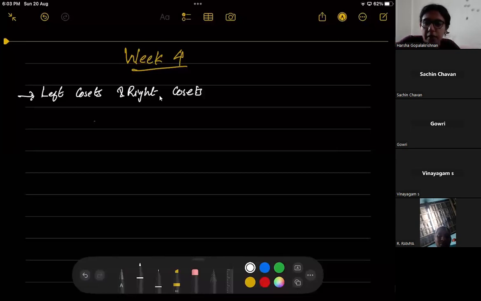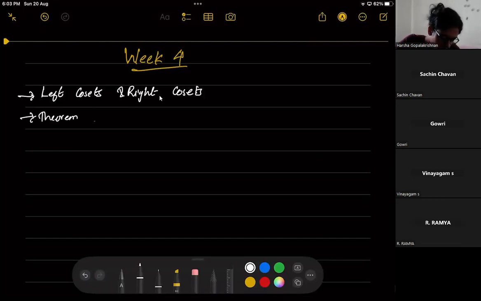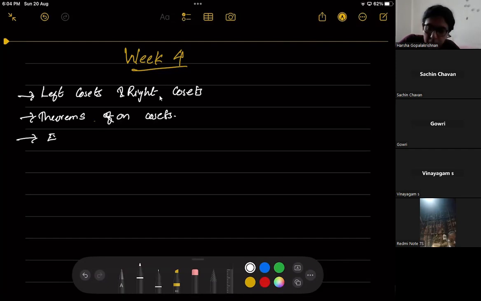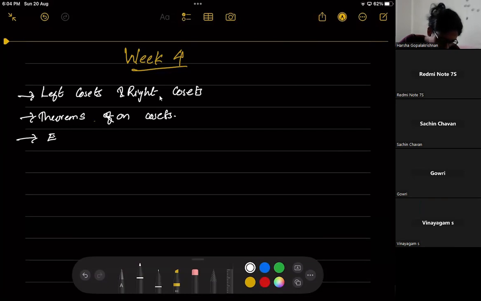So we have learned some theorems on cosets. I hope you all have gone through all the contents of the week for theorems on cosets. And some examples also we have seen in the lectures. So after that, what we have seen is Lagrange's theorem.